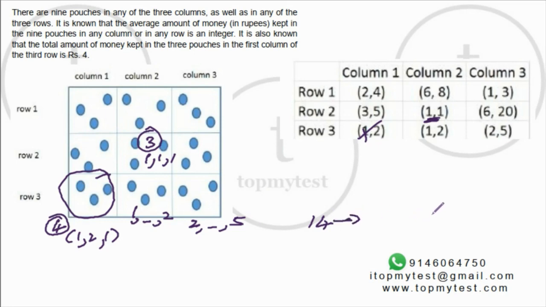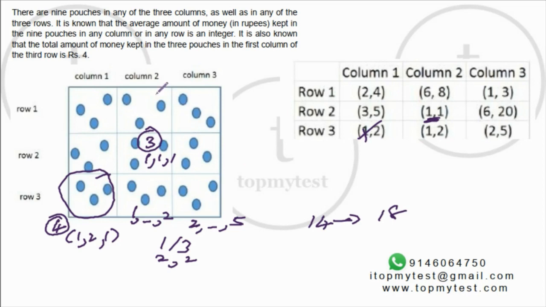Closest multiple of 9 will be 18. You cannot reach 27 because you'll need to add 13. There is no way I can add 13. So 18 is the closest value, which means I need to add 4 coins among these two. How can you add 4 coins among these two? It can be either 1 and 3 or 2 and 2. Both 2 and 2 are possible. 1 and 3 are also possible.